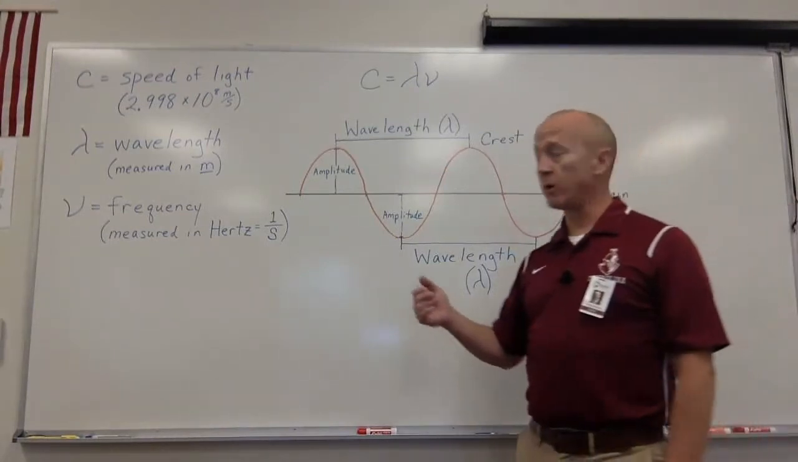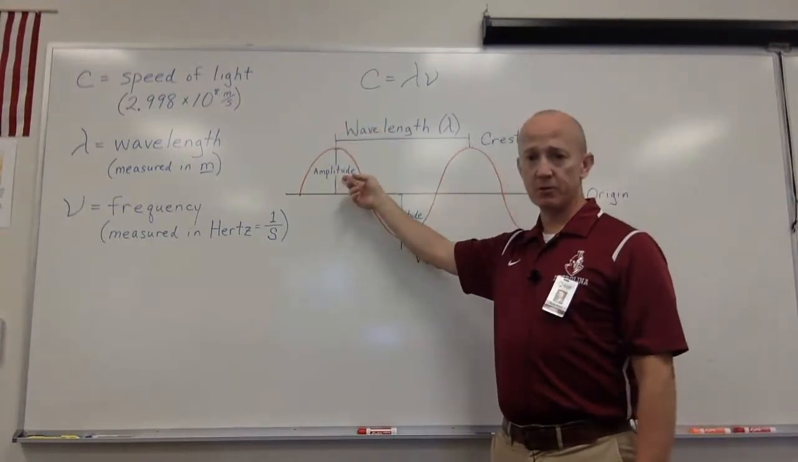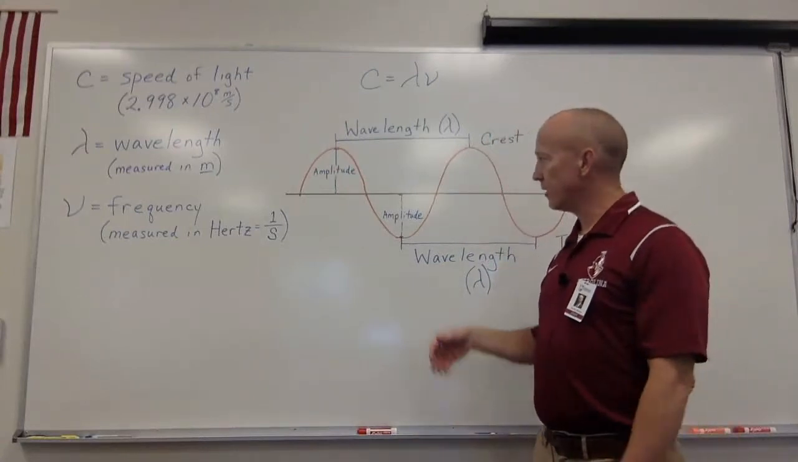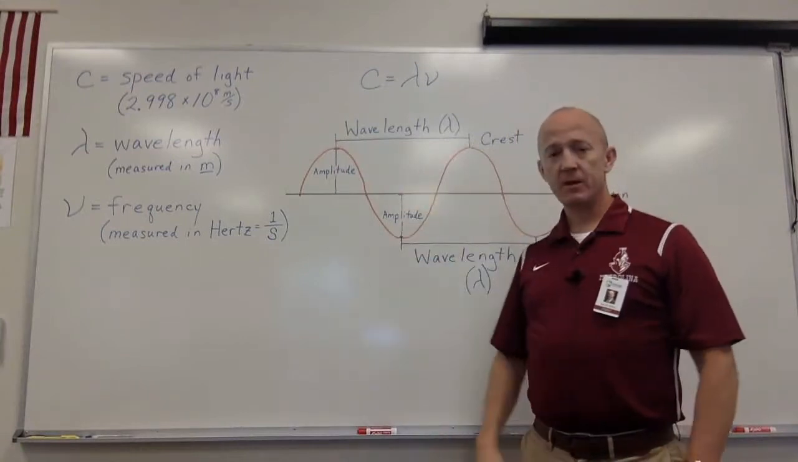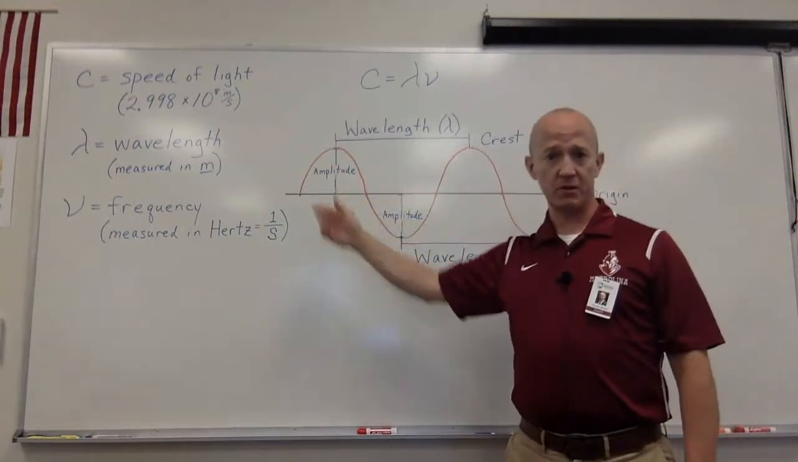Another characteristic of a wave is the height of the wave, if you will. We call that the amplitude. You could think of it in terms of the intensity of the wave. You can have amplitude this way or amplitude this way. It's simply the deviation from the origin that we see in the wave.